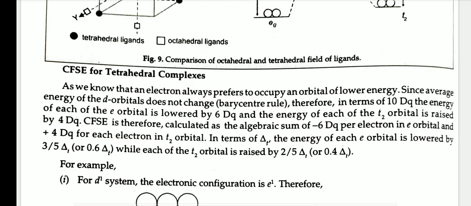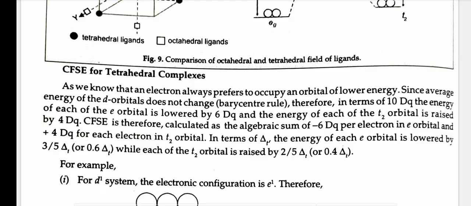CFSE for a tetrahedral complex. As we know, an electron always prefers to occupy an orbital of lower energy, since the average energy of the d orbitals does not change, the barycenter rule. Therefore in terms of 10 dq, the energy of each of the e orbitals is lowered by 6 dq and the energy of each of the t2 orbitals is raised by 4 dq. CFSE is therefore calculated as the algebraic sum of minus 6 dq per electron in the e orbital and plus 4 dq for each electron in the t2 orbital.